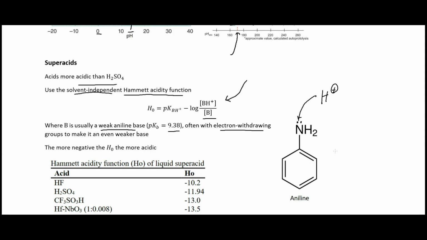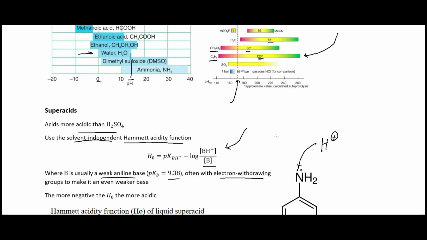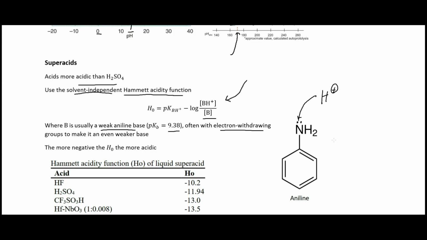And so you want a very weak base that's not going to accept those H pluses, and so a very strong acid is something that would be able to get deprotonated by something that's a very weak base. That's how you can measure the strength of these superacids. They are things that can actually protonate a very weak base, like an aniline, or especially an electron withdrawing group substituted aniline. And that will help you make this calculation about the strength of these superacids.